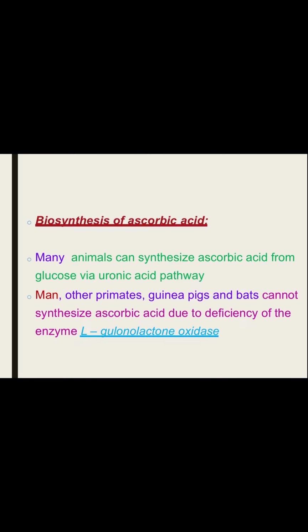Now, many animals can synthesize ascorbic acid in their body via a pathway which is known as the uronic acid pathway, but man, primates, bats, guinea pigs, they cannot synthesize ascorbic acid due to the deficiency of the enzyme which is necessary for the synthesis, that is L-gluconolactone oxidase. You will be studying this uronic acid pathway in the second year. This enzyme is not there in us, so we have to take vitamin C from the outside.